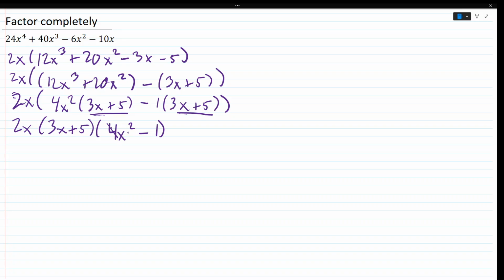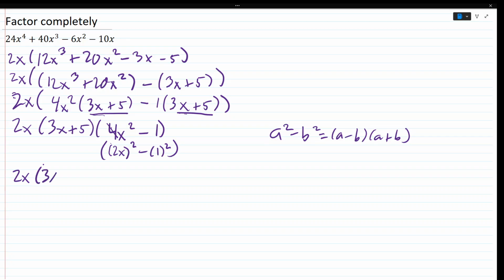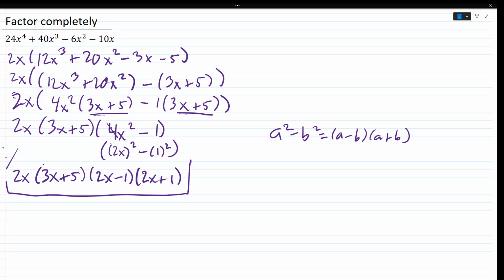That 4x squared minus 1 is a difference of two squares. So this is 2x, that quantity squared, minus 1 squared. So that could be factored even further using that a squared minus b squared factors to a minus b times a plus b. So this factors to 2x times the quantity 3x plus 5 times 2x minus 1 times 2x plus 1. So we actually were able to factor that one even further. It's not always the case, but in this case it was.